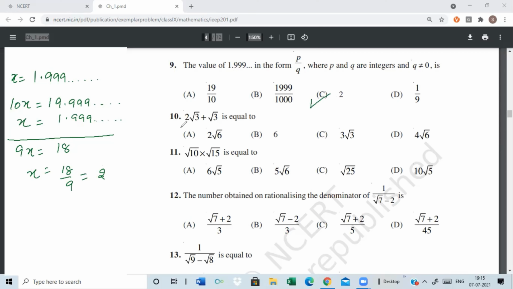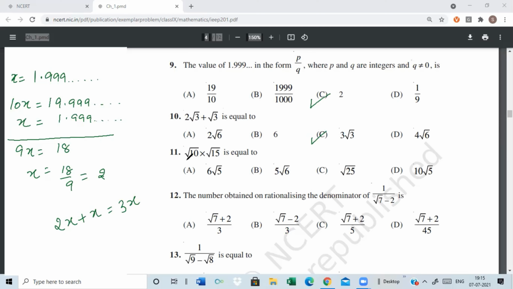Now we go to question number 10. Yes, it's very simple. 2 root 3 plus root 3. Now, suppose root 3 is some variable x. So what is 2x plus x? That is equal to 3x. In the same way, 2 root 3 plus root 3 will be 3 root 3, right? 2 times root 3 plus 1 time root 3 is 3 times root 3.